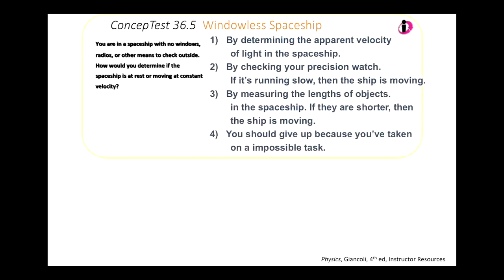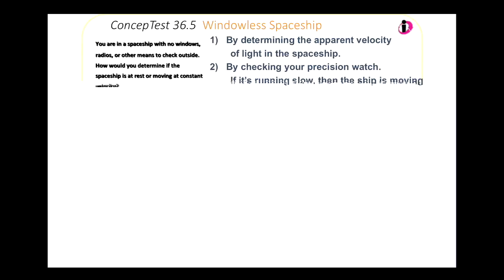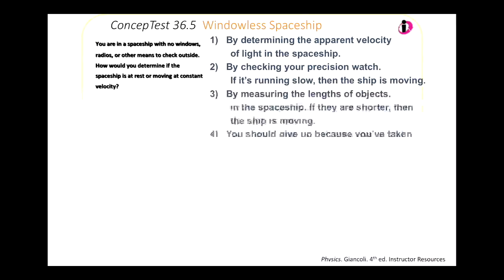Can you read that? You are in a spaceship with no windows, radios, or other means to check outside. I'm sorry, you're apparently in a space prison. That just sounds bad. How would you determine if the spaceship is at rest or moving at a constant velocity? I'll give you a chance to read all the options.